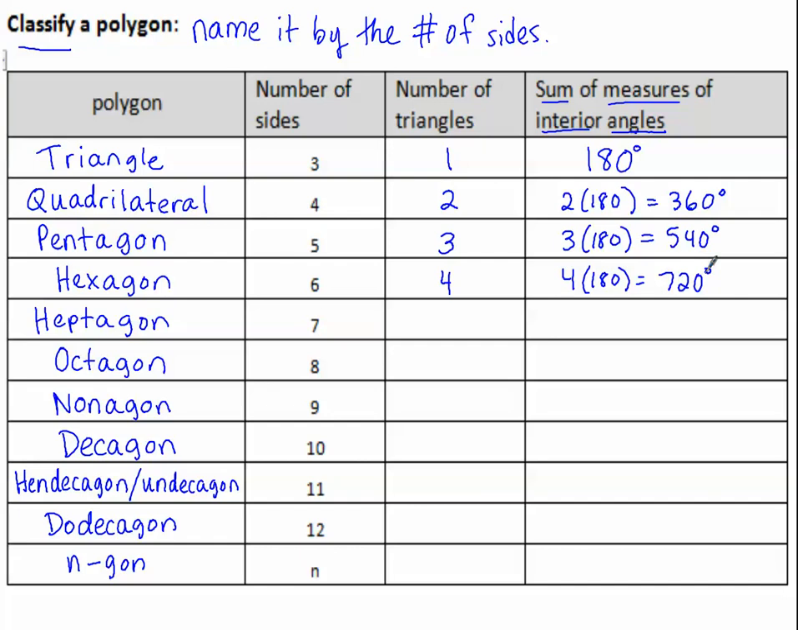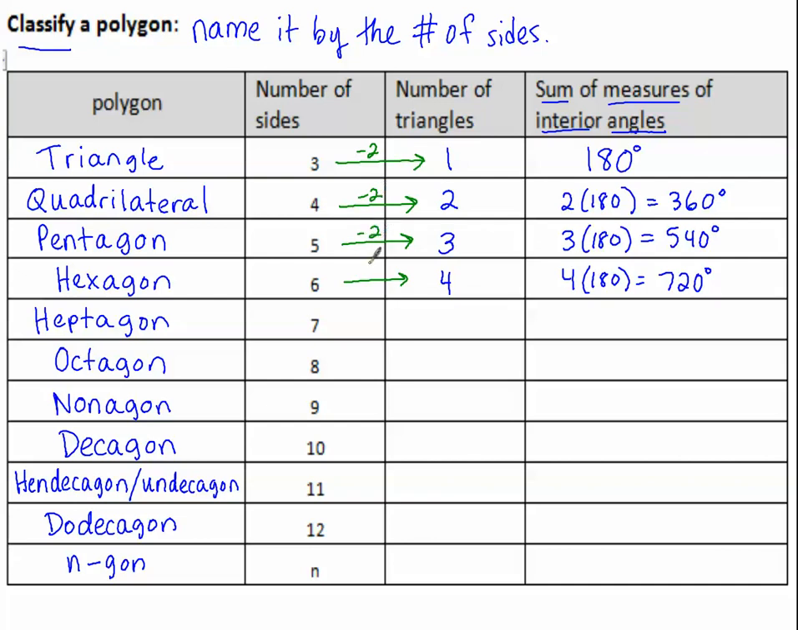Can you think of a rule for going from the number of sides to how many triangles it makes? Let's look at what happens in each one. 3 sides to 1 triangle. 4 sides makes 2 triangles. 5 sides makes 3 triangles. What's the connection between this number of sides and this number of triangles? Do you see it? There you go. Subtract 2 each time.